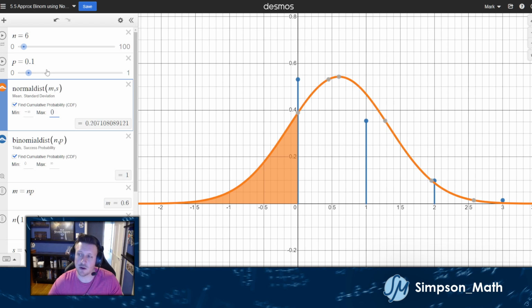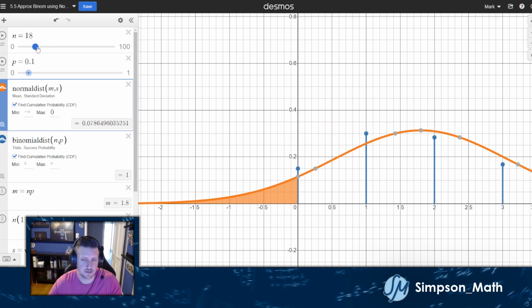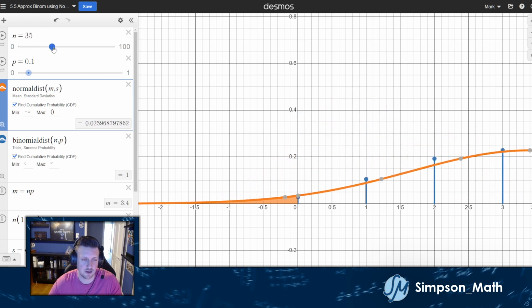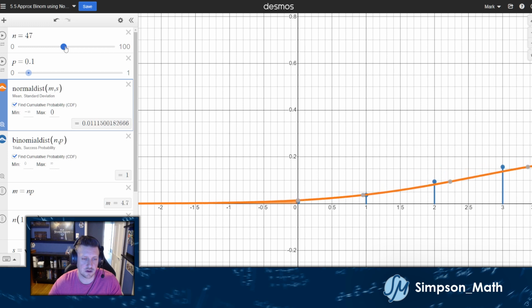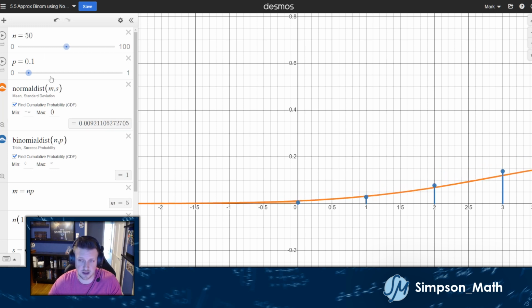So if my p was 0.1, what's the smallest sample size that I could get away with? So that it's satisfied where n times p or n times q is at least 5. We'll take a look at this, and I'm going to slide this n up here. Let's see when this reaches at least 5. Scooching up, scooching up. I'm at 3, 4, 5. So notice 50 times 0.1 is 5.